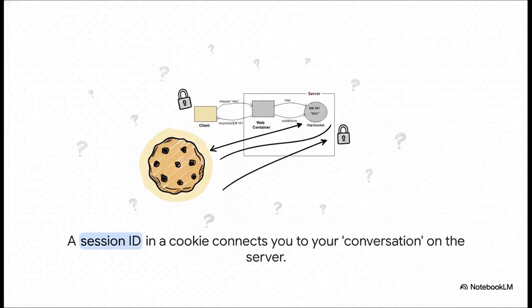So you might be wondering, how do these two things actually work together? Well, it's pretty clever. The server creates a unique session just for you and generates a random session ID. It then sends this ID to your browser and stores it in, you guessed it, a cookie. Your browser then sends that session ID cookie back with every single request, and the server uses it to look up your specific conversation file. The cookie becomes the key that unlocks your session data on the server.